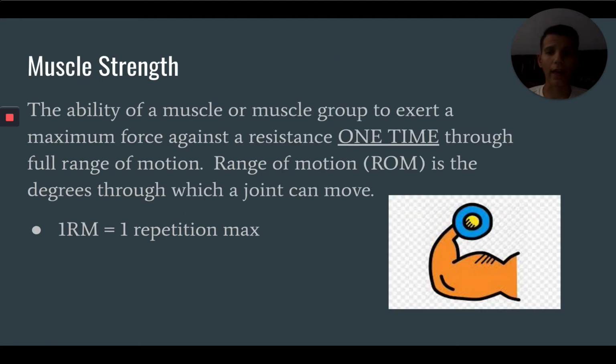Muscle strength, okay? The ability of your muscle or muscle group to exert its maximum force against a resistance one time through a full range of motion. Okay? Range of motion, ROM, is the degrees through which a joint can move. So think about your elbow, okay? It can go from here to here, here to here. That is my elbow, that joint. That is its full range of motion.